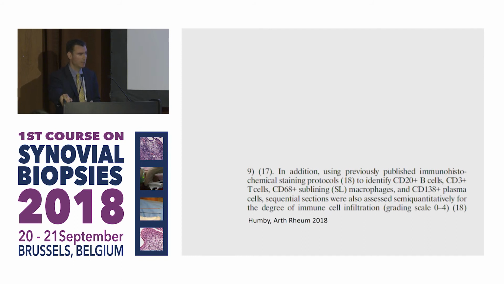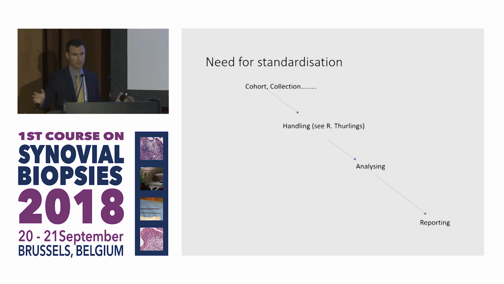And then another example, again very recently, using the same semi-quantitative scale, but again not reporting on inter-observer agreement and so forth. So there's a need for standardization is what I'm saying, and the need goes right back to the beginning: cohort selection, the methodology for collection and so on. Roger has talked about handling issues and achieving some harmony in how we do that. But I think we still need to achieve harmony in the analysis of the tissue itself and in the reporting in the literature.